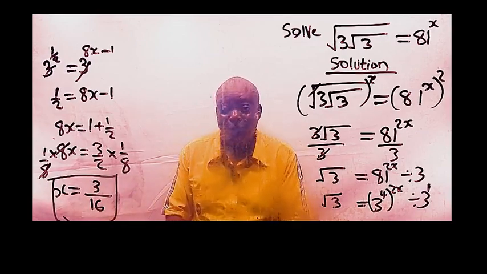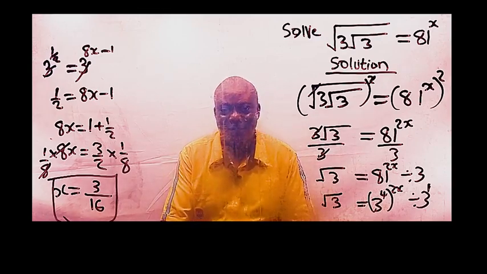That's all. The value of x here is 3 over 16. And that is the final answer.